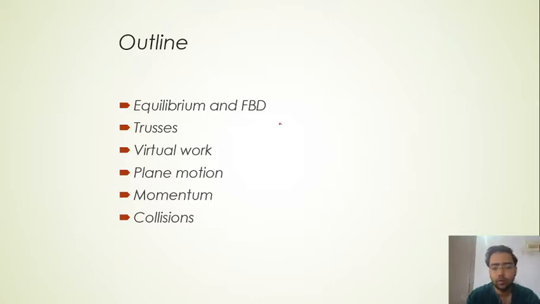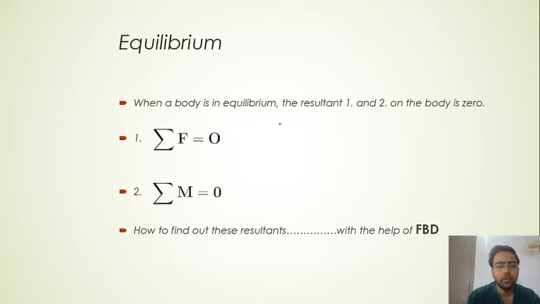What is FBD? Free body diagram. So what is equilibrium? A body is said to be in equilibrium if the net force acting over the body is zero. Apart from net force, in that basic definition we are going to add moment also. So what is the new definition? When a body is in equilibrium, the resultant net force and resultant moment over the body should be zero.